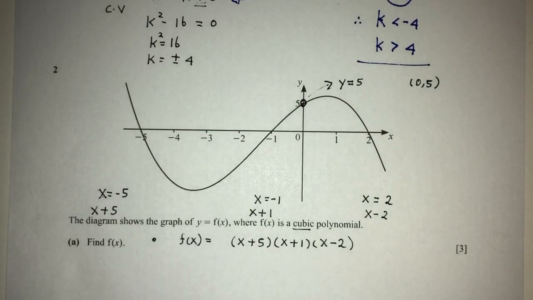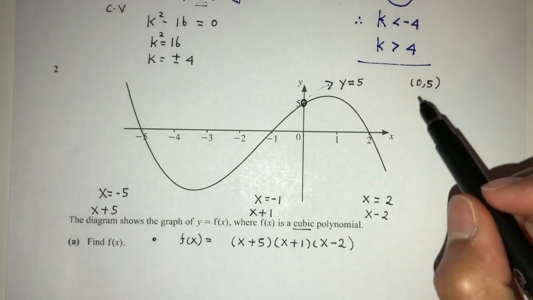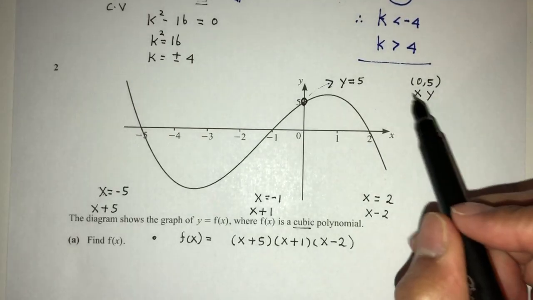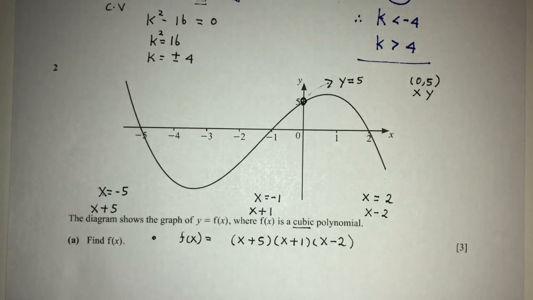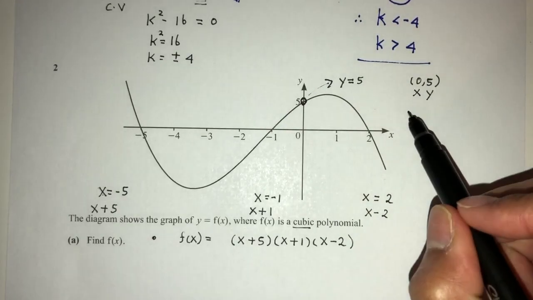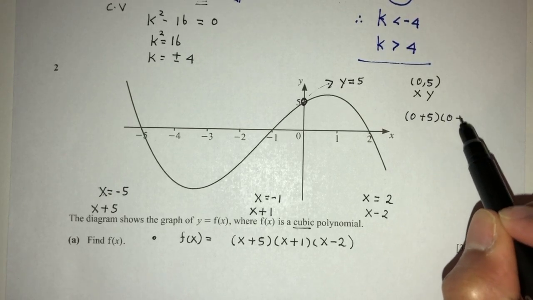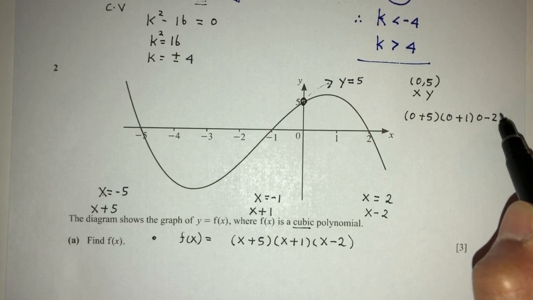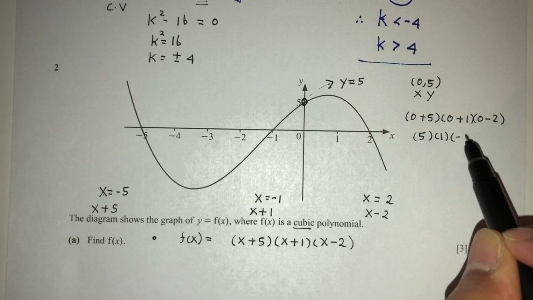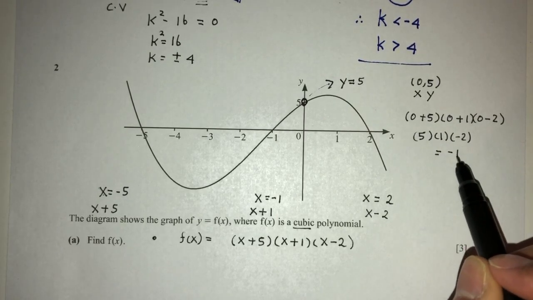Now we have to ask ourselves if this reflects the correct value. We have to test. So this is x and y, right? If you were to replace those values back in my equation, will I have the same value? Let's see. The value of x will be 0. You will have 0 plus 5, 0 plus 1, 0 minus 2. So you will have 5 times 1 times minus 2, and the value will be minus 10.